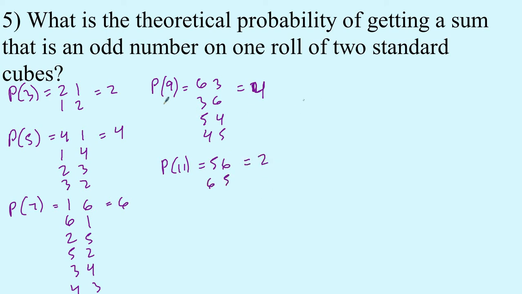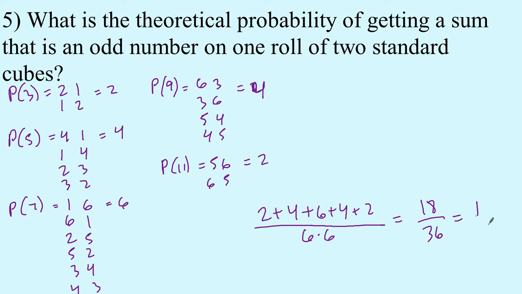All right, so the ways of getting the ones I want would be 2 plus 4 plus 6 plus 4 plus 2. And my total ways was 6 times 6. So we get, what is that? 4, 8, 12, 18 out of 36, half the time. Which kind of makes sense if you think about it, right? But this is how we can prove it. This is how we can show our work.